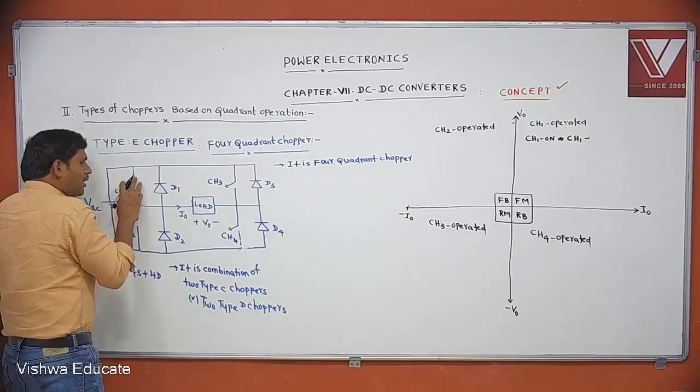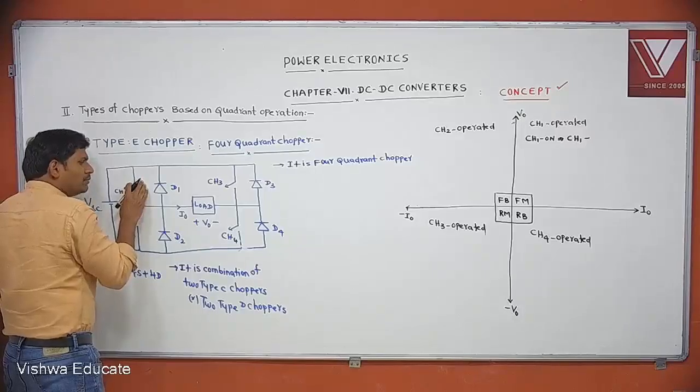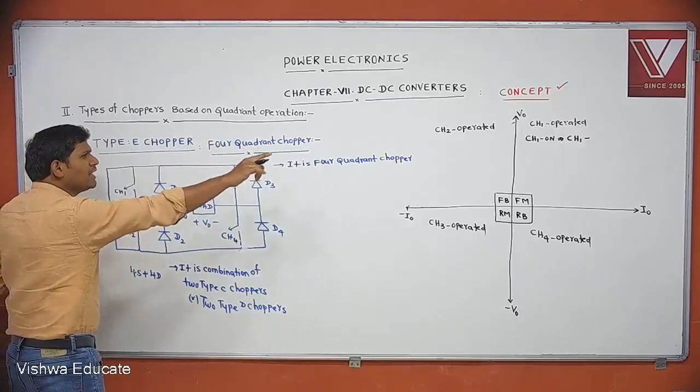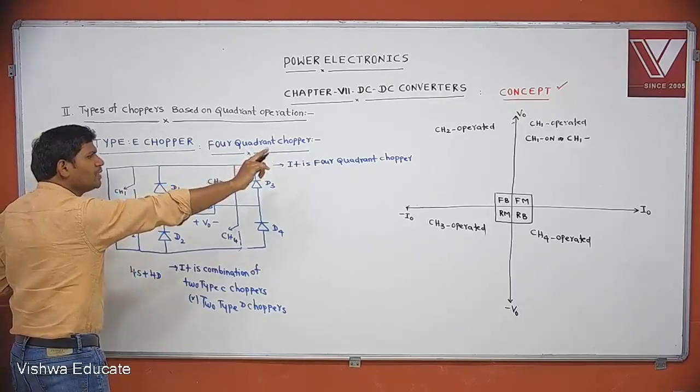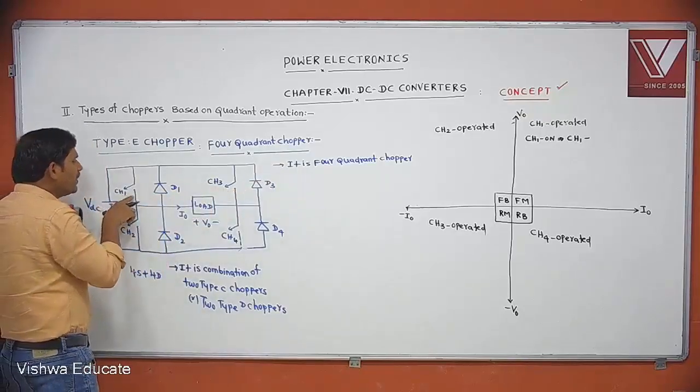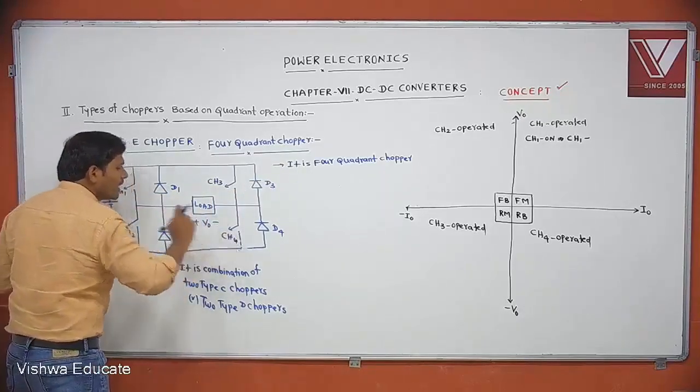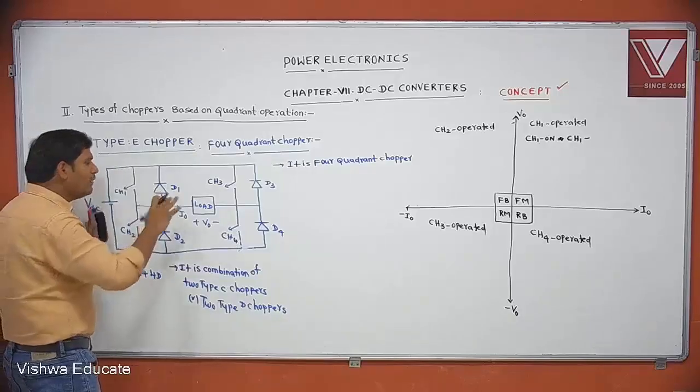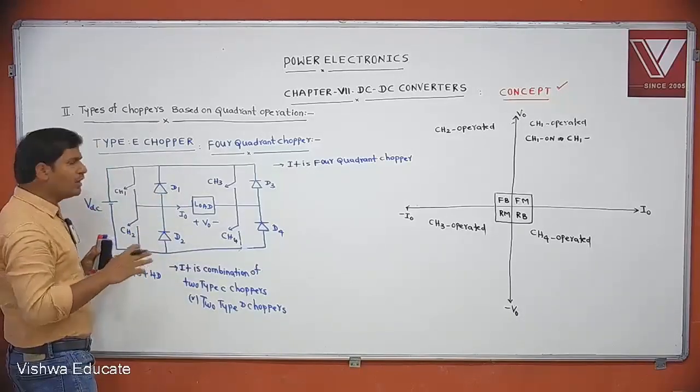Here, I am turning on CH1 to make V naught positive and I naught positive. Which device must conduct? Yes. If CH1 is on, CH4 must conduct. No other device will satisfy. If you want, you can check.